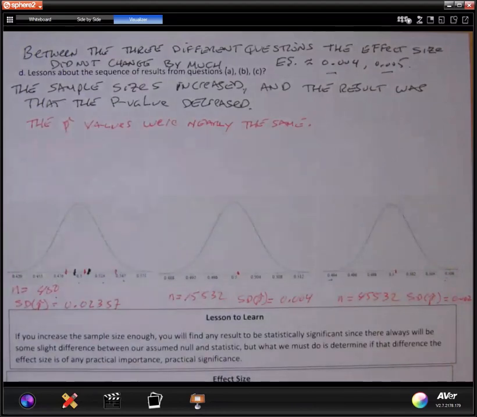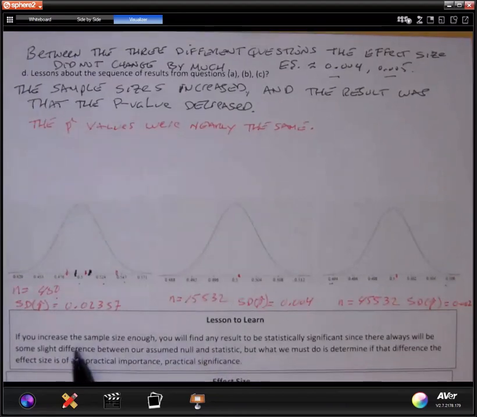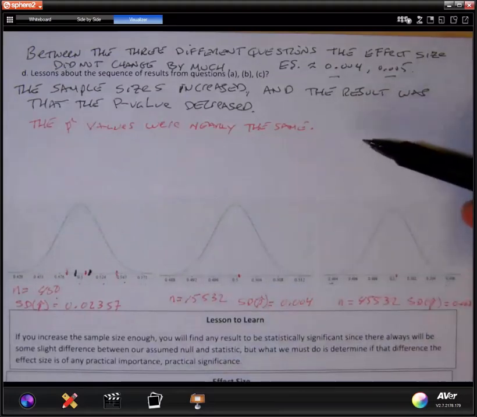So one thing that we want to take out of it, a lesson learned, is if you increase the sample size enough, you will find any result to be statistically significant, since there will always be some slight difference between our assumed null and statistic. But what we must do is determine if that difference, the effect size, is of any practical importance or practical significance, which we'll look at next. So the lesson again, as the sample size goes up, the p-value will decrease.